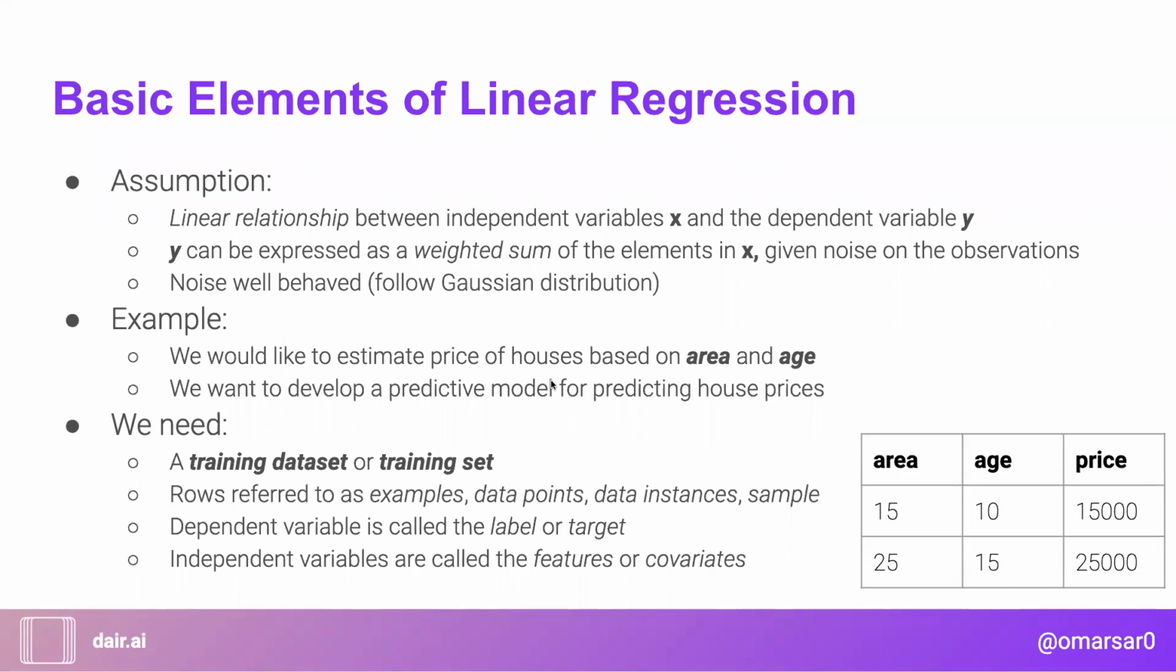So the example is we'd like to estimate the price of houses based on area and age. You can see the table there, right? We have area and age. We sometimes refer to them as features, the same thing as independent variables. Your dependent variable is the price. That's a typical linear regression problem, a very classical example with the area, age, and the price.